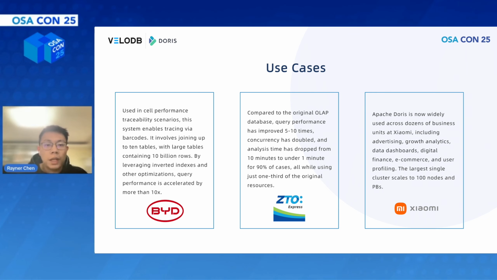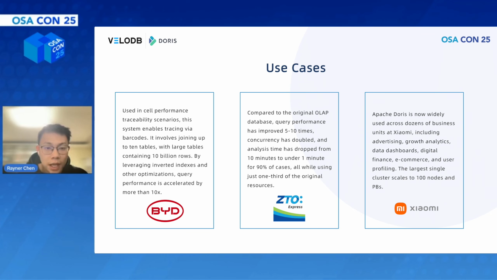So let's look at three powerful use cases proving this out. The first one is BYD, a leading electric car manufacturer in China, which uses Doris for cell performance traceability. This involves complex joins of up to 10 tables, with large fact tables reaching 10 billion rows. By leveraging inverted index and other optimizations, it accelerated their query performance by more than 10 times.